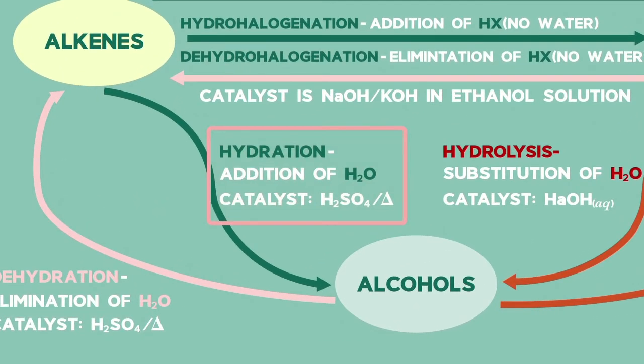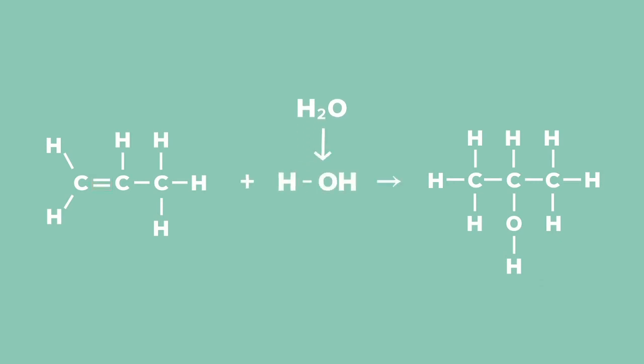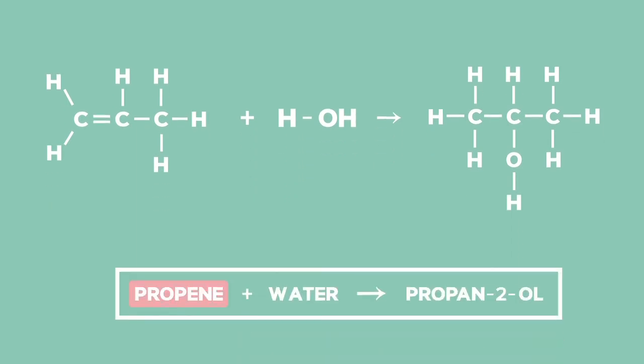The last type of addition reaction is called hydration. In this reaction, water is added onto the alkene. The double bond breaks and a hydrogen from the water adds onto the one carbon, while the hydroxide from the water adds onto the other carbon atom. We see that during this reaction, alkenes become alcohols.